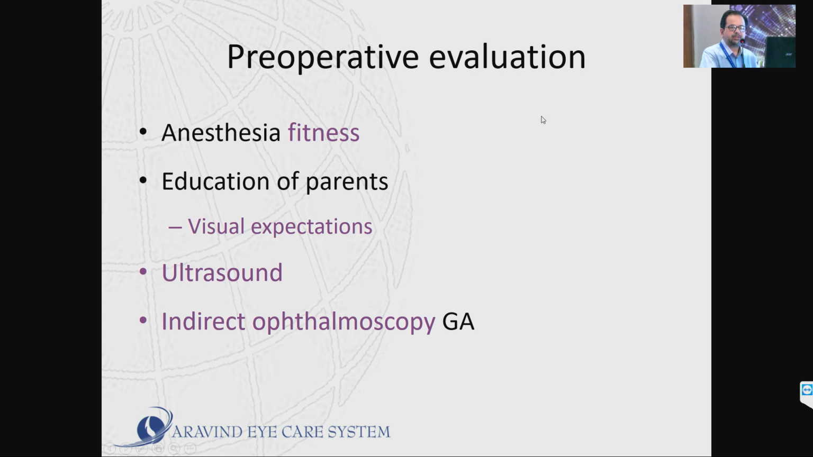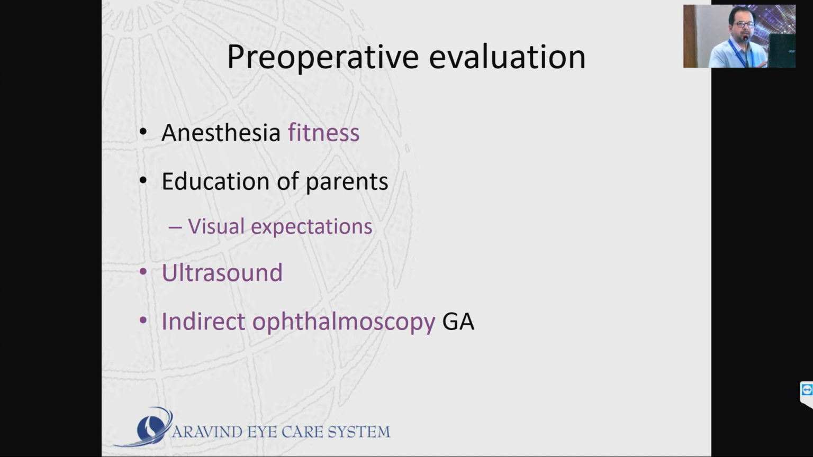Pre-operative evaluation: obviously anesthetic fitness is mandatory, and you have to have an NICU backup. We are in a standalone eye hospital, we don't have NICUs, so we make sure that the adjoining hospital's neonatologist has seen the baby and given the fitness, and post-operatively we send the child there for one day in case any complications arise.